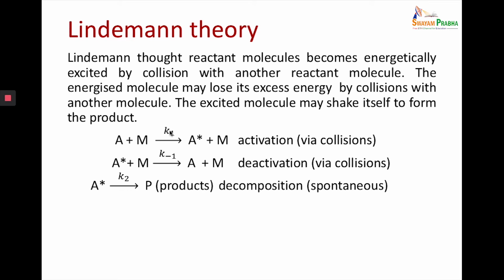So this is a reversible reaction. A plus M giving you A star plus M, and A star plus M gives you A plus M. And this deactivation takes place by collision. Or it might happen that this excited A just decomposes to give you a product with the rate constant K2.